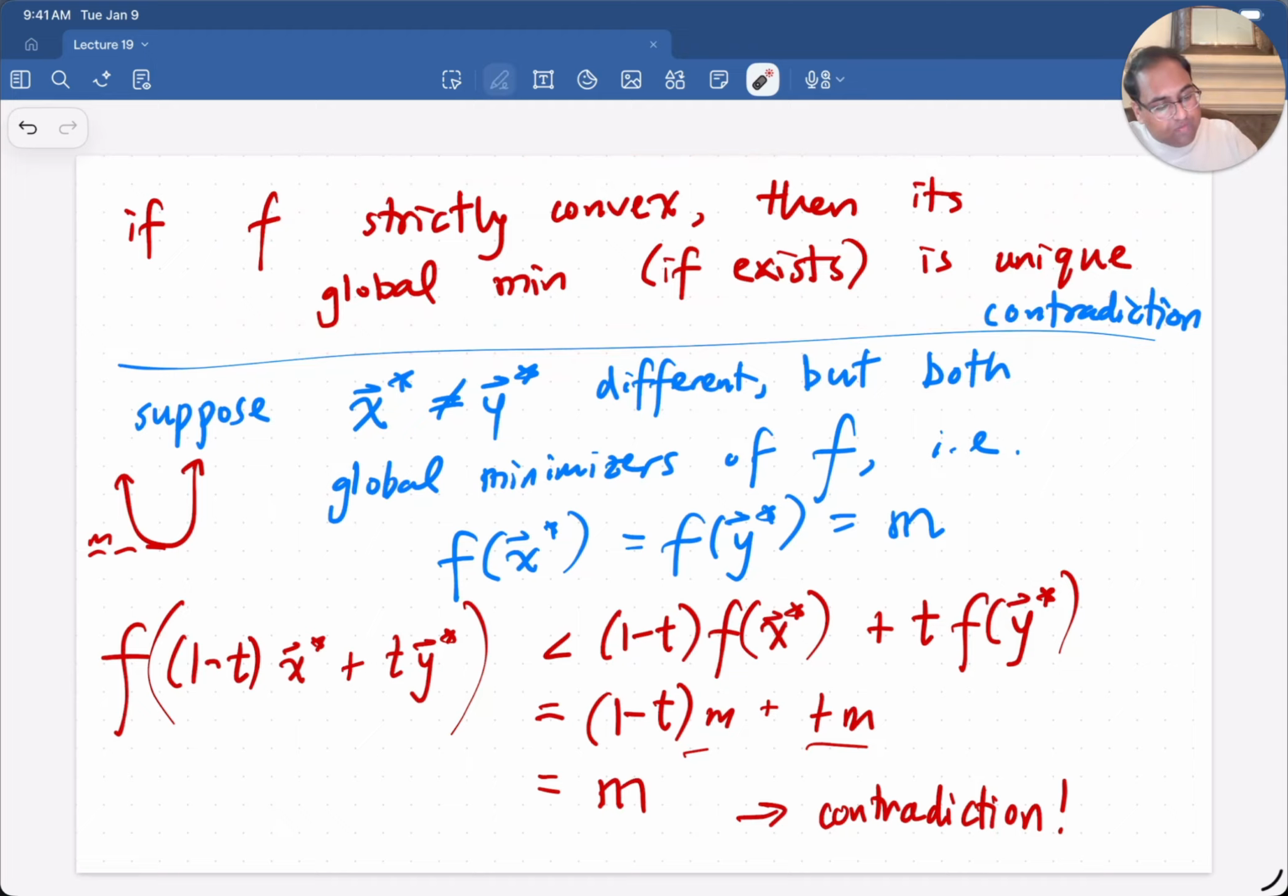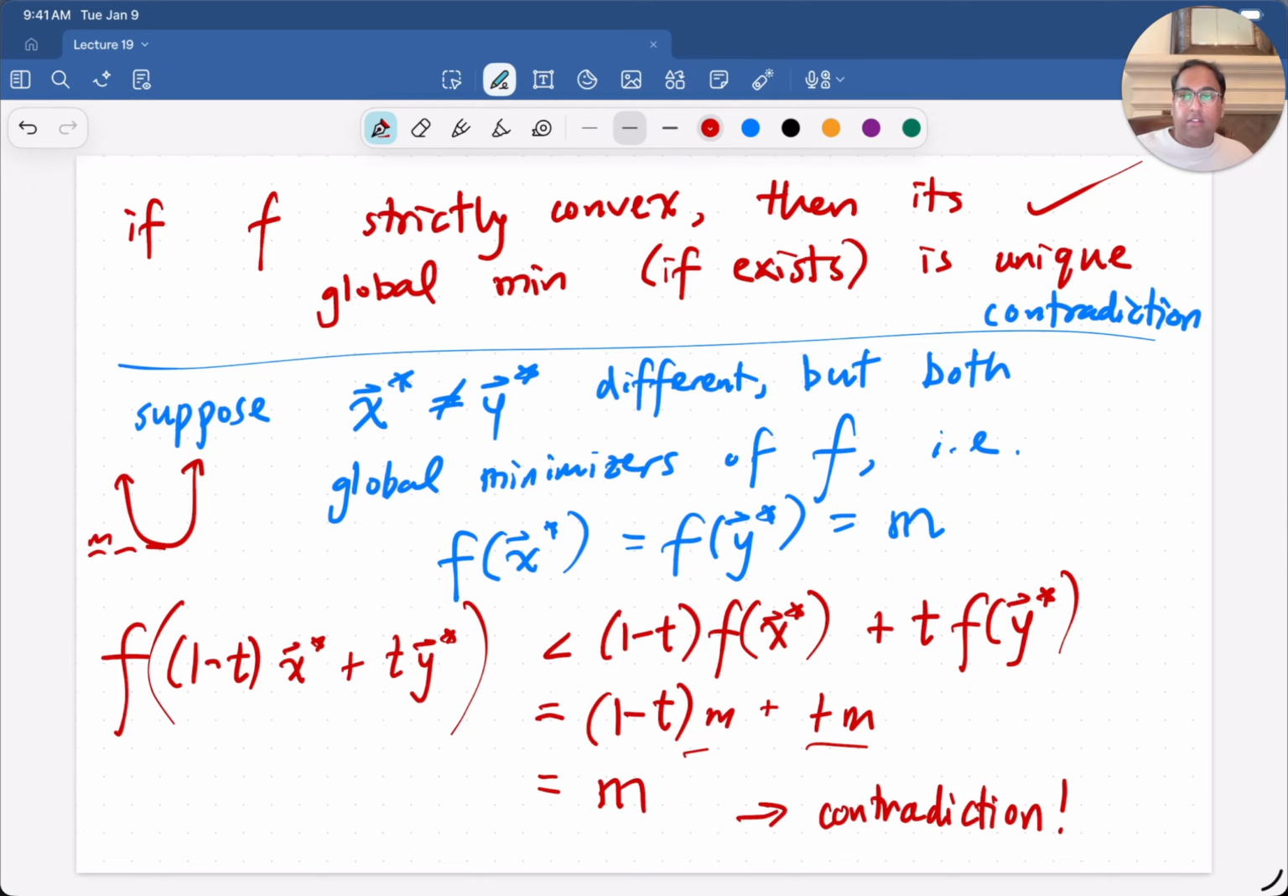That is true. And that gives us another lens of looking at functions that we may use gradient descent on. If we have some guarantee that our function is strictly convex, then we know that there's only one possible x star that minimizes the function.